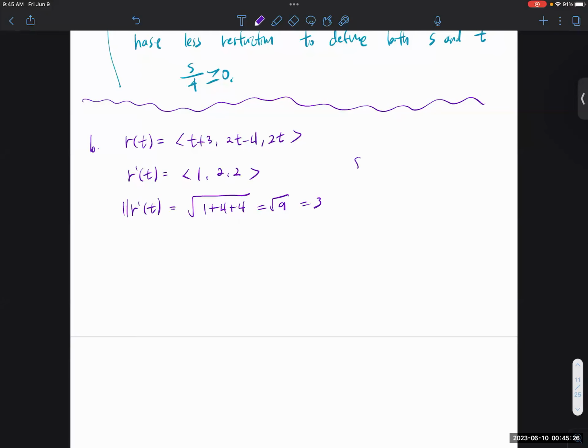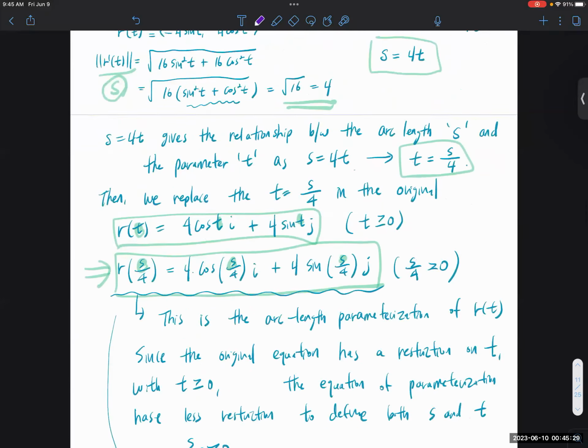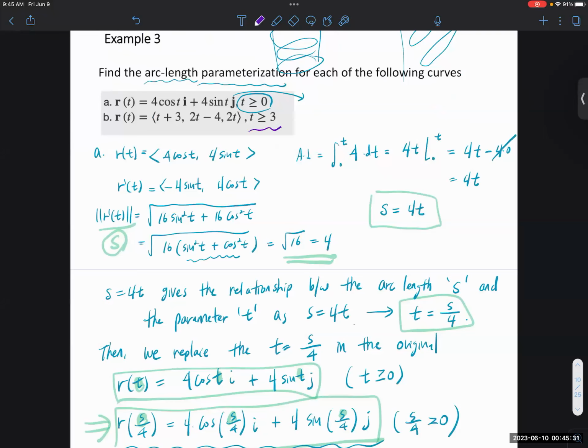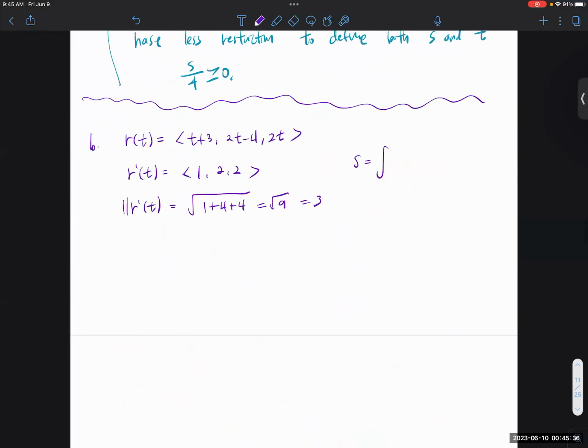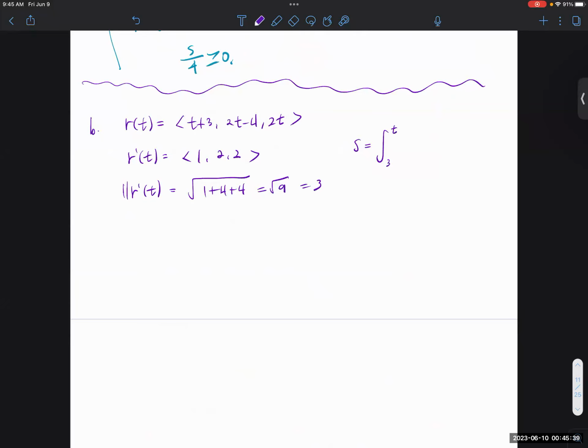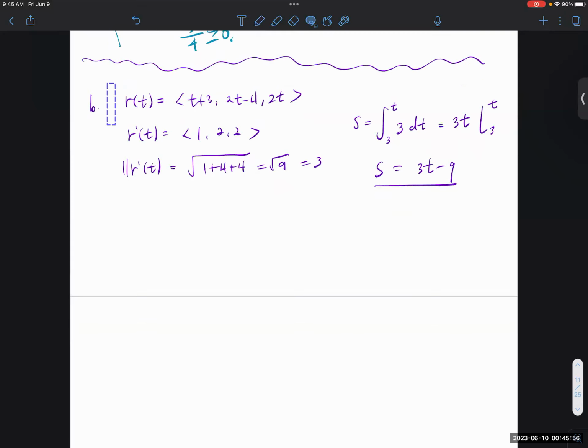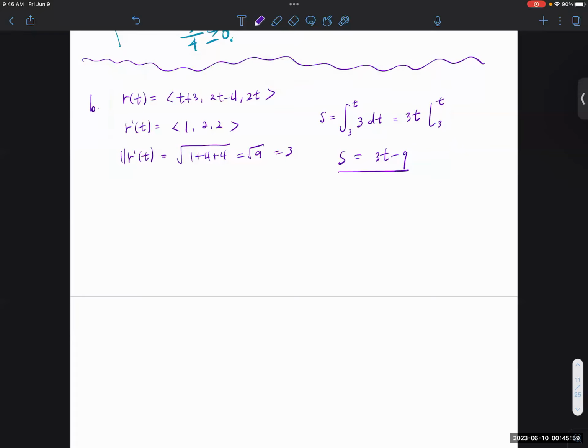Okay, so now s will be from where to where? t has a restriction beginning from 3, so t is greater than 3. So the integral is from 3 to t of 3 dt. So we have 3t evaluated from 3 to t. If you subtract, 3t minus 3 times 3 is 9. So this is s. s equals 3t minus 9.